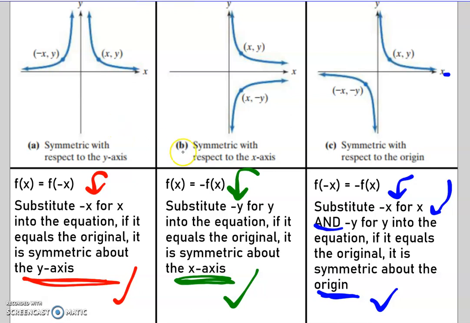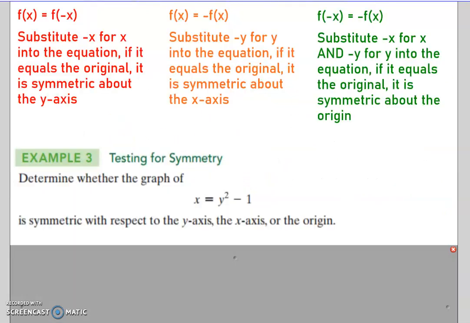Okay, now we're going to practice this symmetry rule with this example here. Okay, so I copied and pasted those directions, those rules, which we want to make sure we have in our notes. And we want to determine whether this graph is going to be symmetric with respect to the y-axis, x-axis, or the origin. So we're going to go ahead and test each of these.